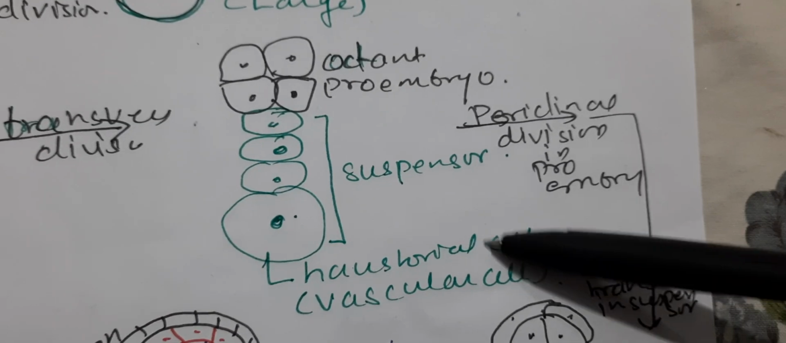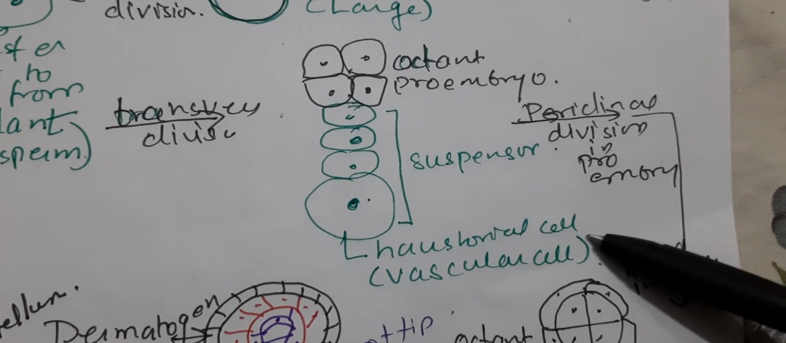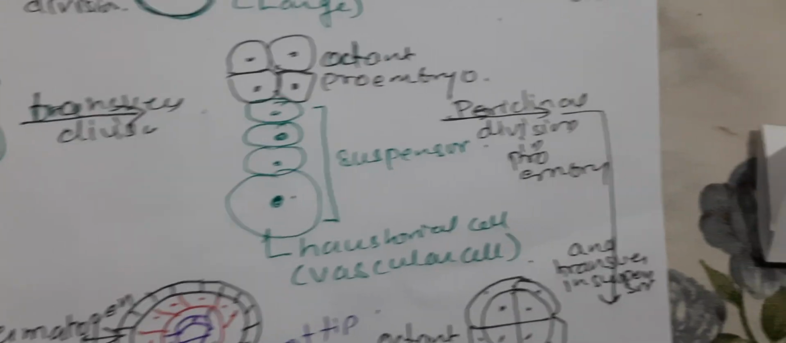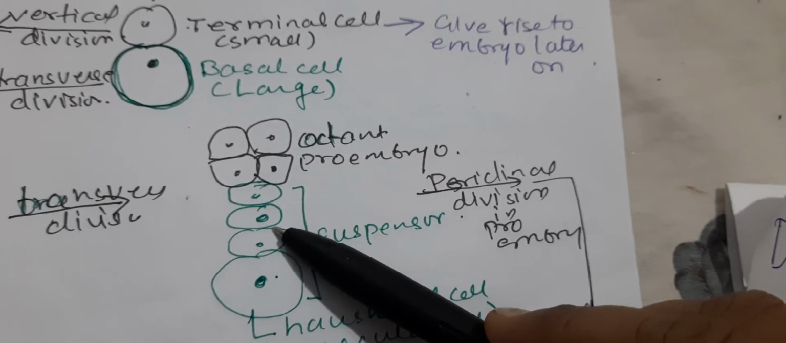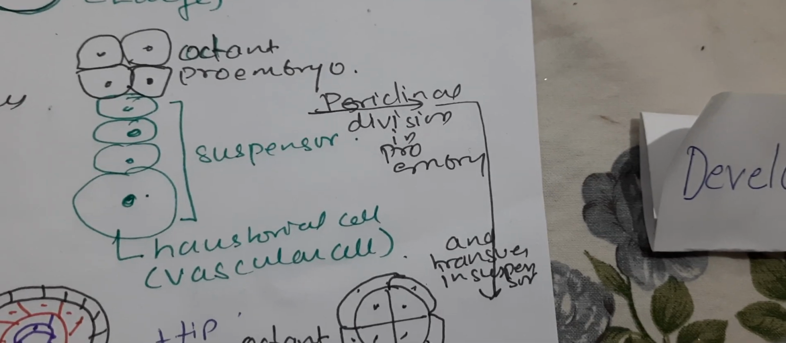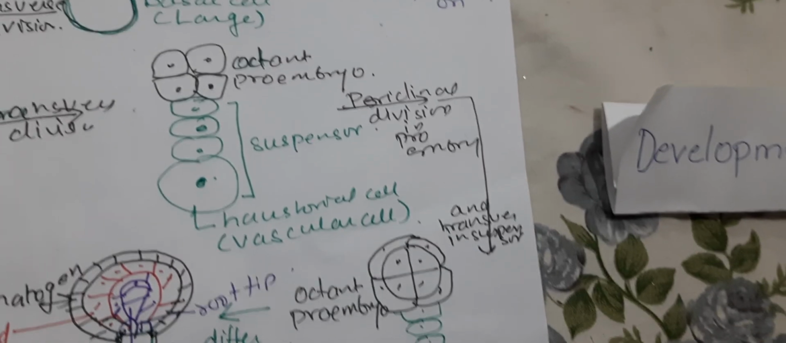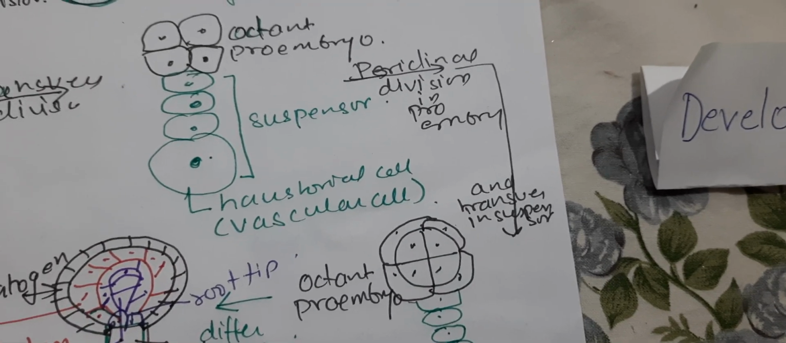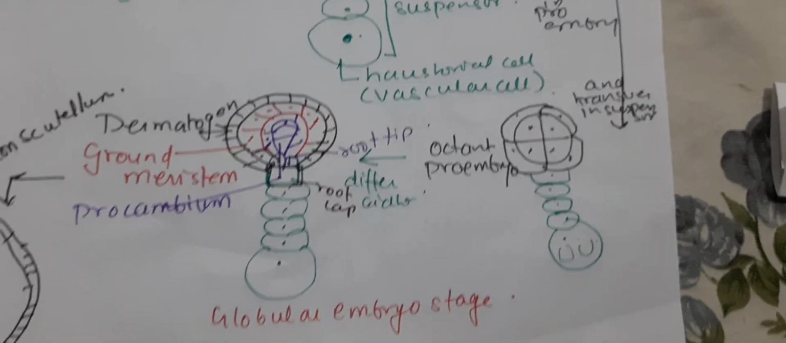Four of them are suspensor cells. The last one enlarges and forms the haustorial cell. This is also known as the vascular cell, and its function is to absorb nutrition and pass it to the suspensor cells, which later pass it to the proembryo. Then periclinal division occurs. Whenever periclinal division occurs, an outer and inner cell mass is formed. Transverse divisions keep occurring in these suspensor cells.